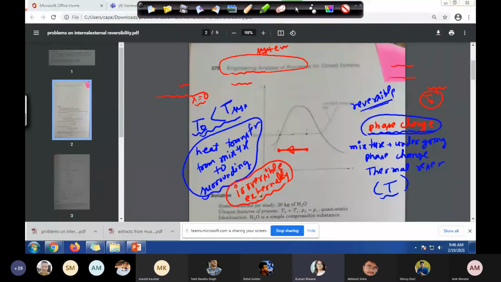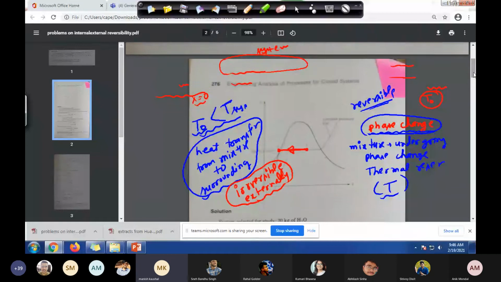Sir, can you please repeat your question? Okay, so it is fine that it is externally irreversible, right? You agree? That's what you said, isn't it? Externally irreversible? Yes, sir. Okay. Now I am asking you, comment on internal reversibility or irreversibility. What do you think? Internally reversible. Why? Because this process will happen slowly. Internally reversible.